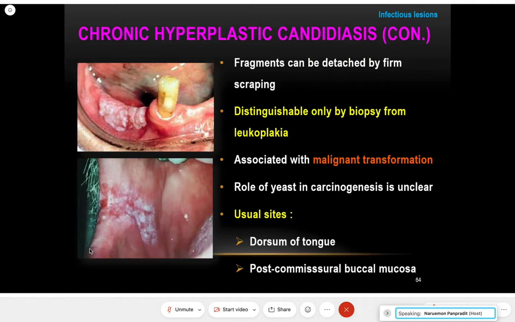The only way is a biopsy. Even though chronic hyperplastic candidiasis is a type of candidiasis, it is important because this lesion can be associated with malignant transformation. It looks like erythroleukoplakia, which is also related to malignant transformation. So if you suspect it, it is better to send the patient for a biopsy. The usual sites are the dorsum of the tongue and the buccal mucosa, especially the post-commissural buccal mucosa.